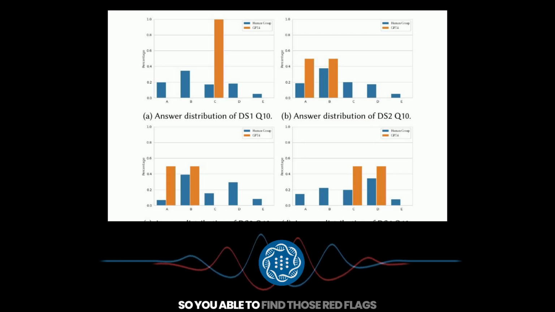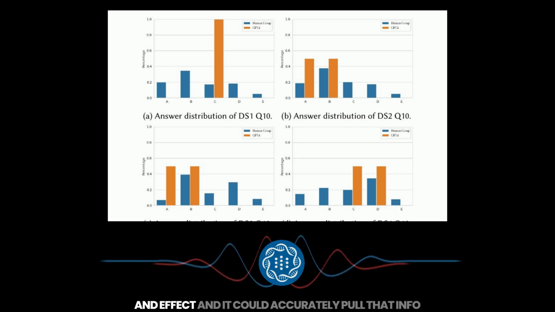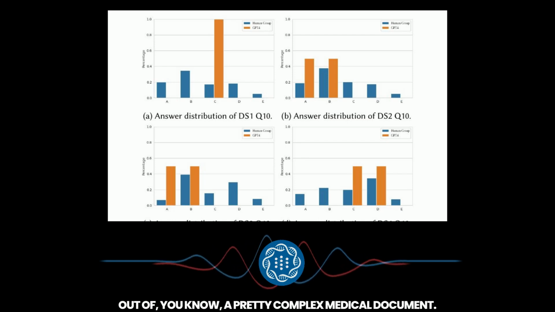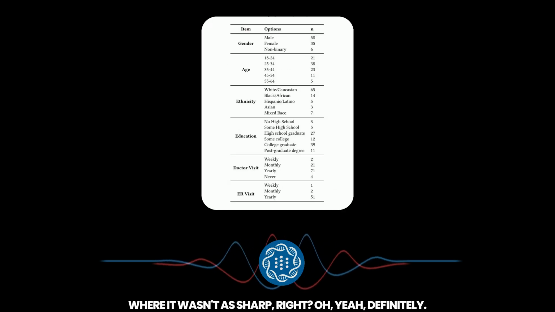Wow. So it was able to find those red flags that people should be watching out for. It was really good at understanding cause and effect, and it could accurately pull that info out of a pretty complex medical document. That's impressive. Yeah, it was. But I'm sure there were some questions where it wasn't as sharp, right? Oh, yeah, definitely. Like, what tripped it up?